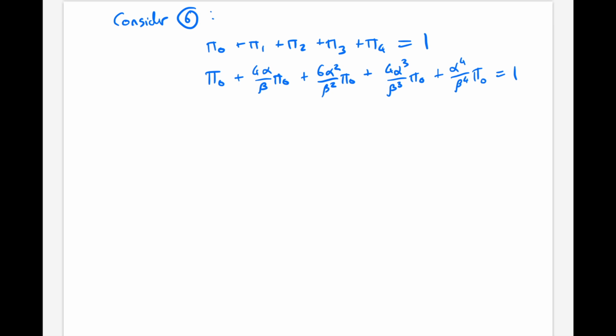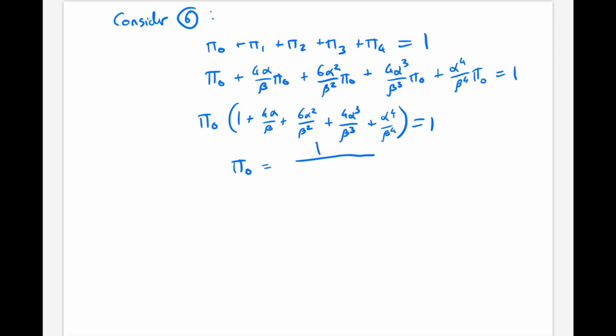We can factor out a pi naught. And so pi naught is equal to 1 over this large sum. And all the other probabilities are in terms of this pi naught. Finally, the question asked, what is the steady state vector when alpha is equal to beta?